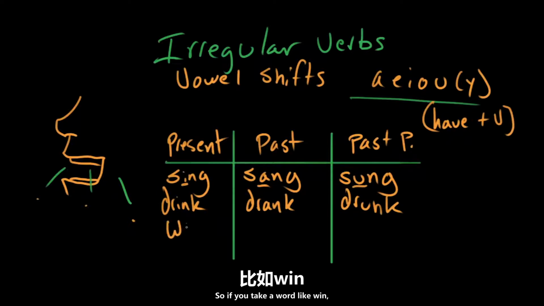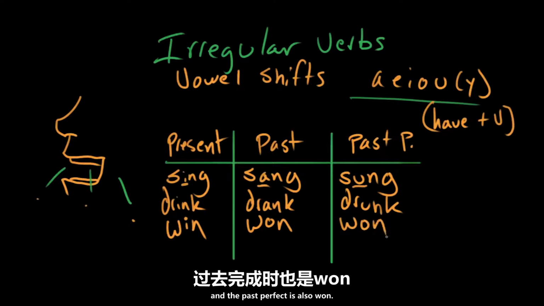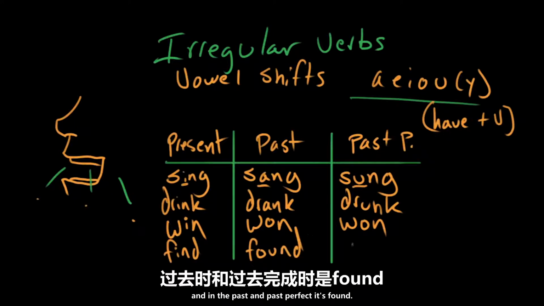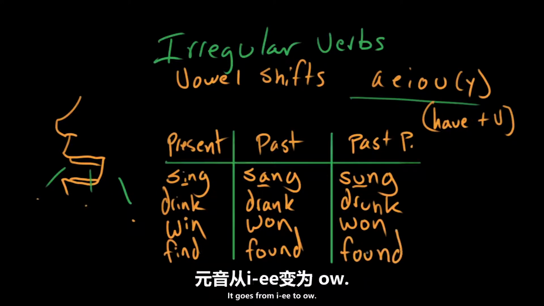So if you take a word like win, the present tense is win, the past tense is won, and the past perfect is also won. We had won the game, we won the game. So that vowel shift goes from I to the verb to find. So in the present tense, it's find, and in the past and past perfect, it's found. It goes from I to ow.